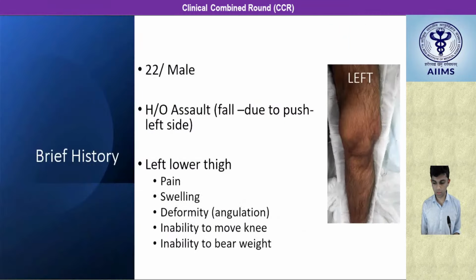So, to begin with a brief history, ours was a 22-year-old male patient who presented following a fall, which he sustained as he was pushed during a scuffle, and he presented with swelling and pain over his left lower thigh. The patient also had a deformity and angulation which can be noted, and he had an inability to move his knee, and he was unable to bear weight on the left lower limb.